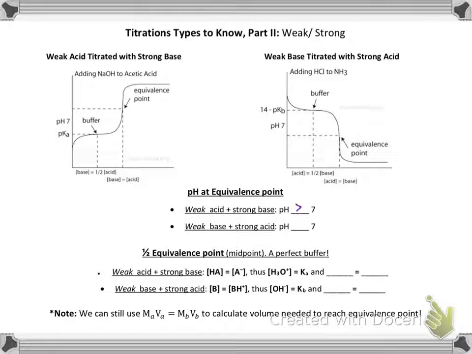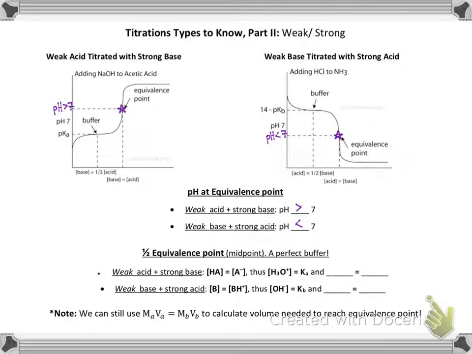Of course, weak base plus strong acid, the salt is acidic. pH is less than 7. So if you look at the equivalence point and you figure out where it is relative to a pH of 7, well, if the equivalence point is higher than 7, you probably had a weak acid and a strong base. But if the pH at equivalence point is less than 7, it's probably the other way around.